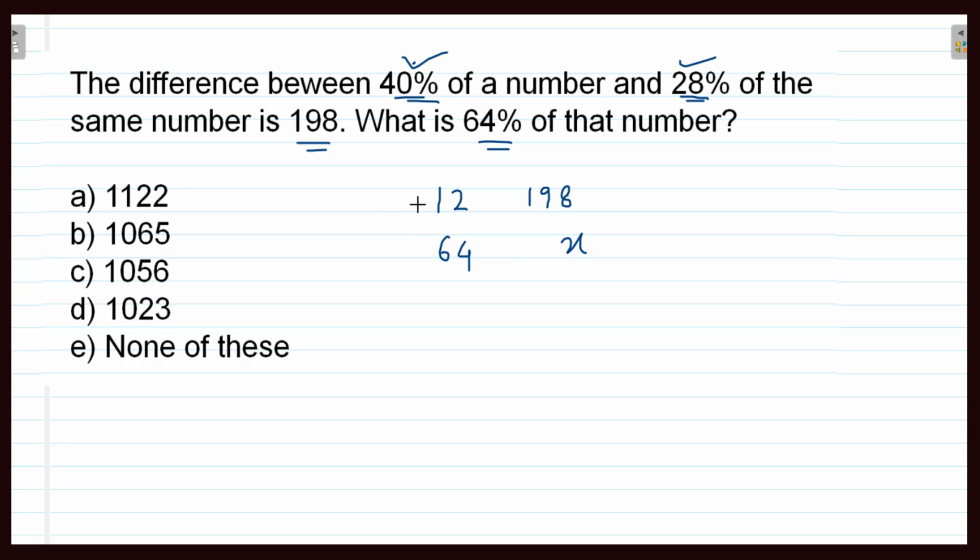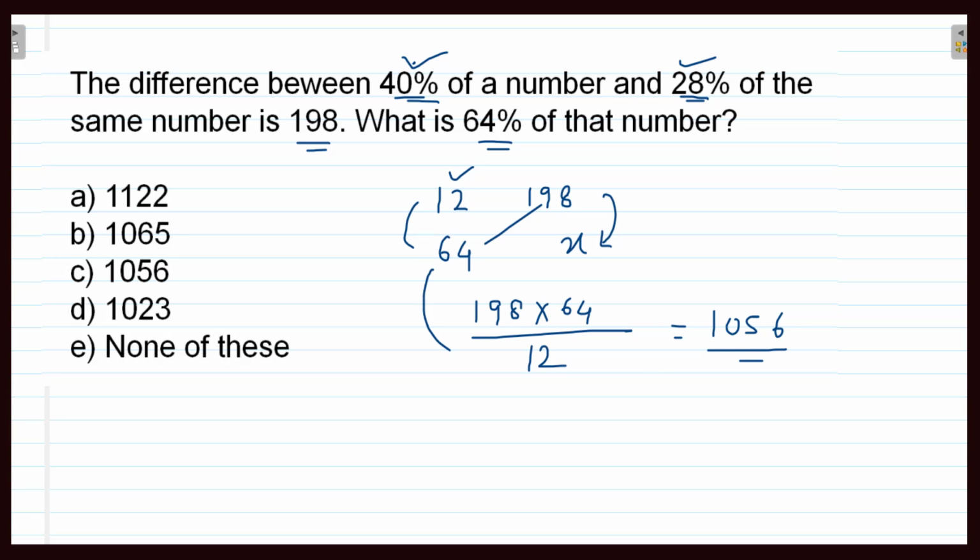So this is increase. So this 2 will also increase, and therefore this is a direct variation. We multiply this 2 and divide by the first one. So 198 multiplied by 64 divided by 12. And therefore if you solve this, you get it as 1056. And therefore 64% is 1056, and therefore C option is the correct option.